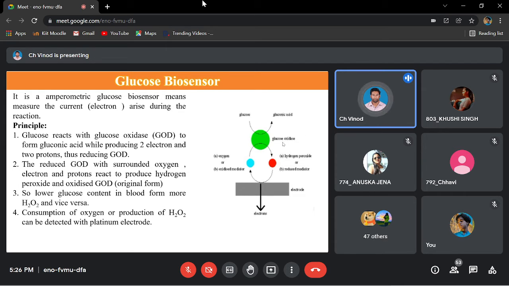Okay, so this is inversely proportional. The glucose and hydrogen peroxide are inversely proportional. So when you have more glucose, automatically this will be less. When you have less glucose, automatically this will be higher. Okay, so depending upon what you actually want to measure, you can go for oxygen or you can go for hydrogen peroxide. Eventually, both will give you the same report.